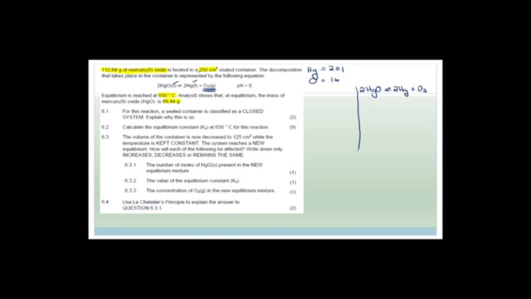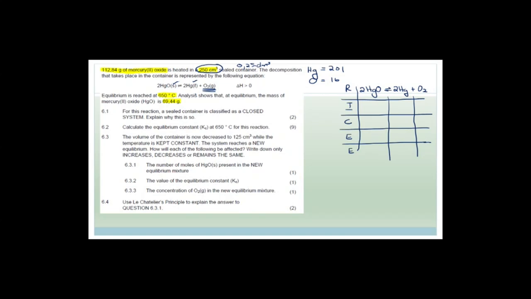So we're going to do RICE. So we've got R, I, C, E. Okay. And they told us that the volume is 250 cubic centimeters, which means we need to change it into decimeters cubed. So that becomes 0.25 decimeters cubed. Remember, to get from cubic centimeters to decimeters cubed, what do we do? We divide by a thousand.